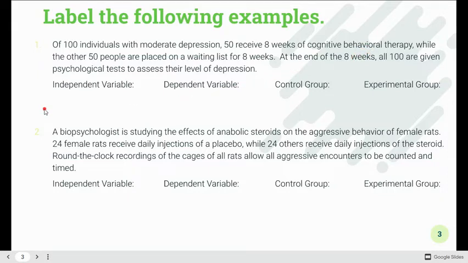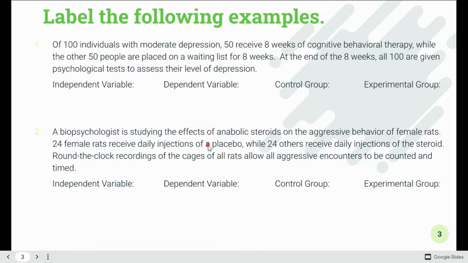Our second example, we're studying the effects of anabolic steroids on the aggressive behavior of female rats. So what is it that we are manipulating in this one? It says 24 of the rats get daily injections of a placebo, 24 get daily injections of a steroid. We haven't defined placebo yet. We'll actually talk about that later today.